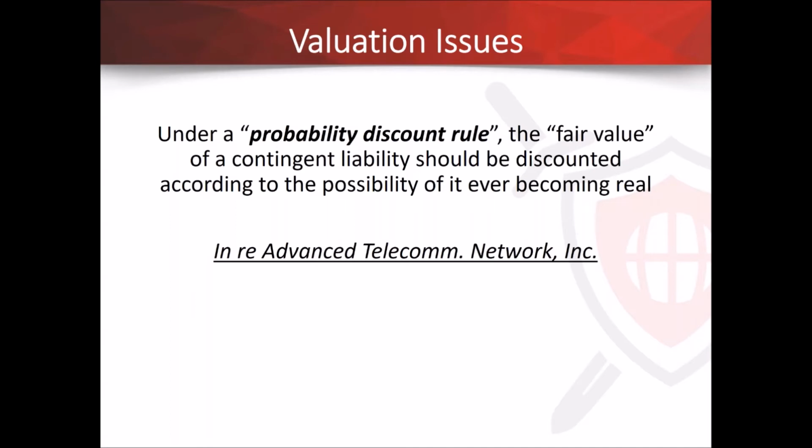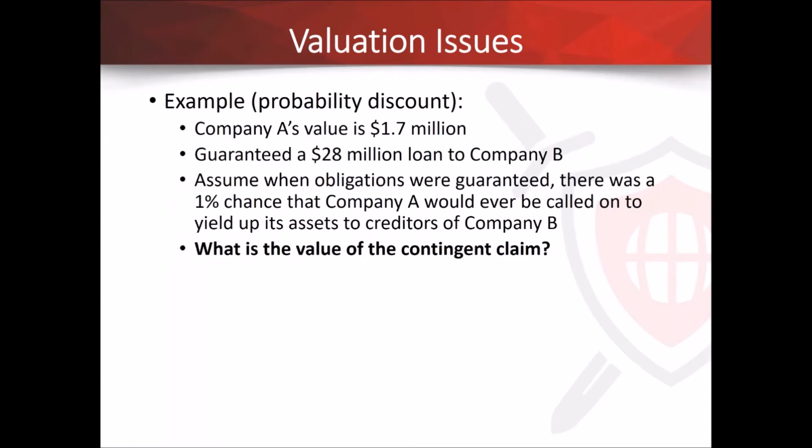So let's use a fun example. This is actually analysis that came out of one court decision, and here's the scenario the court threw out. So say company A, we just use these generic names for the companies, has a value of $1.7 million, and that company guaranteed a big loan to company B, $28 million. And then the court says, well, let's assume, this was the argument that was actually made to the court, that when the obligations were guaranteed, there was a 1% chance that the guarantee would ever be enforced.